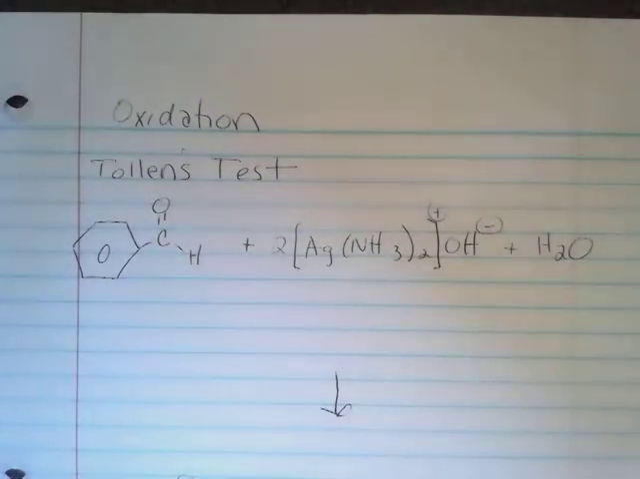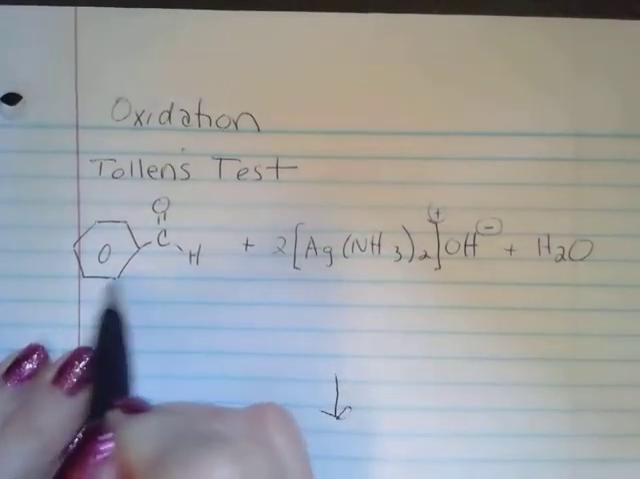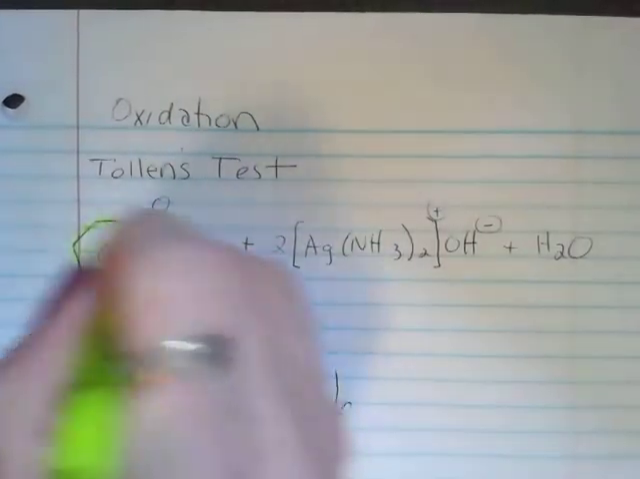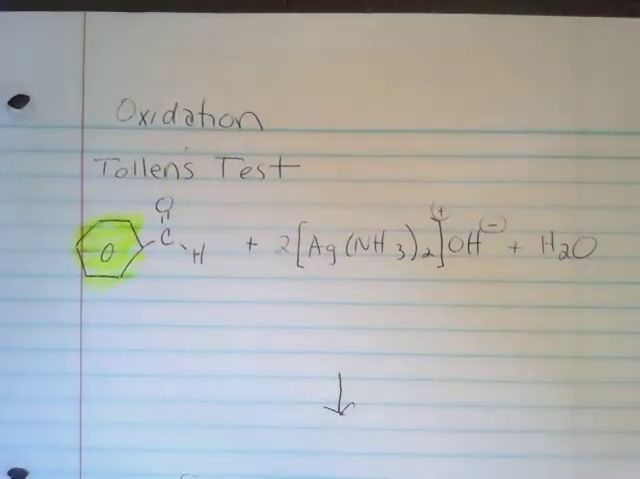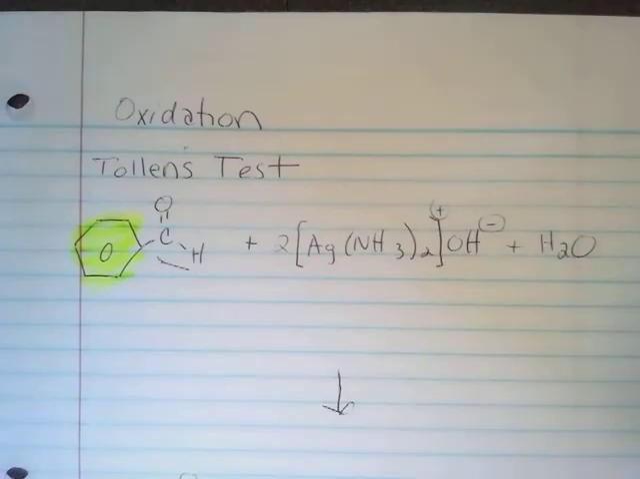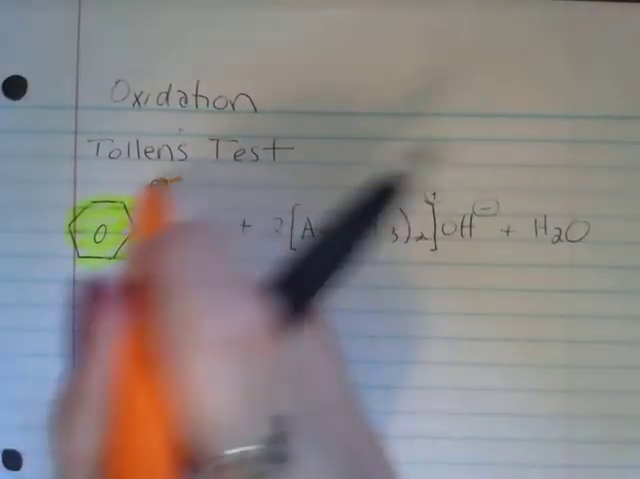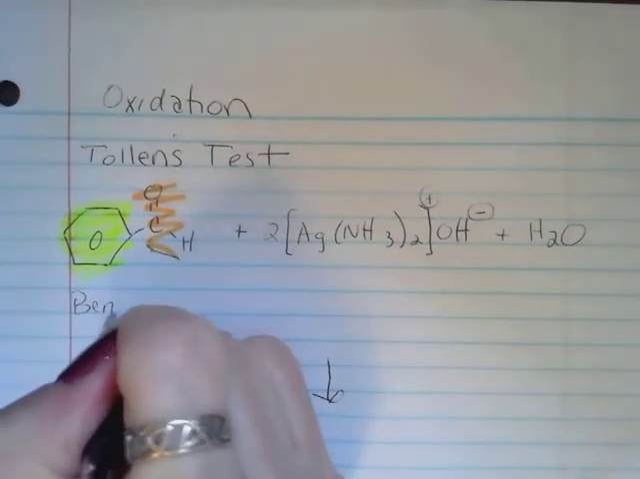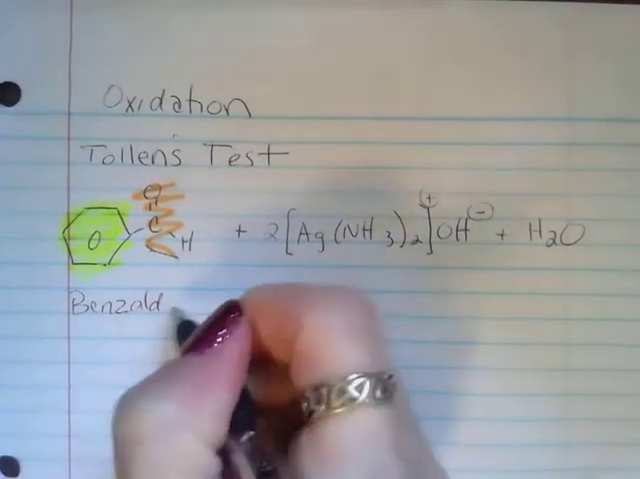The next example I want to show you of an oxidation of an aldehyde is this Tollen's test that we looked at virtually on the lab. Okay, a little bit of naming review here. This is benzene, and it has an aldehyde functional group, so we're simply going to call it benzaldehyde.